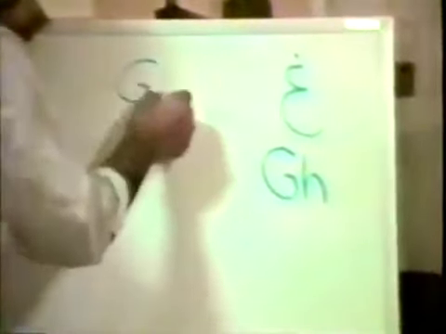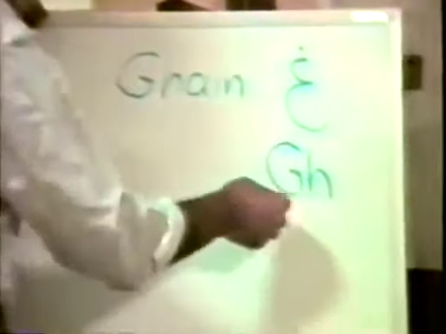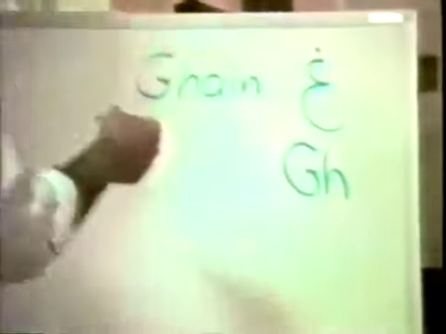It's a gargling sound, and it is represented by GH. Ghain. The name of the letter is Ghain, and it is represented by GH. It sounds like the French R. Ain, Ghain. The next letter is Fa. Looks like this. The dot is very important.